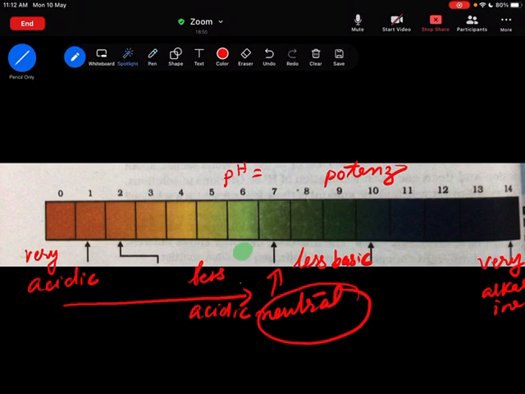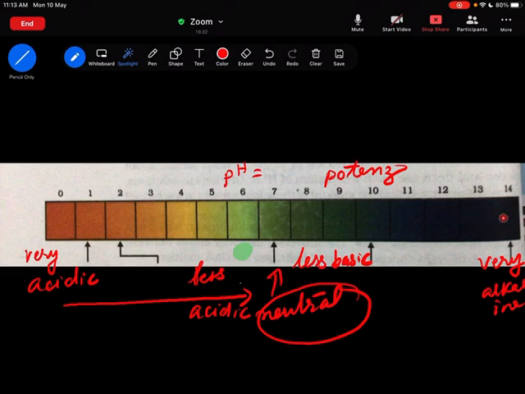So here it is highly acidic. Acidic character decreases, less acidic and neutral and less basic. But here also H plus ions are there, and here highly basic, highly alkaline. Here very less H plus ions are there. In terms of H plus ions only, we will be finding out the pH.